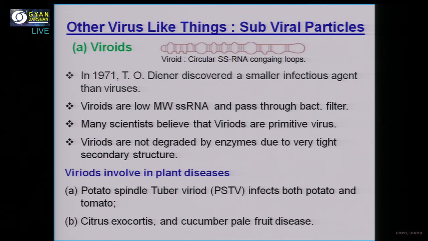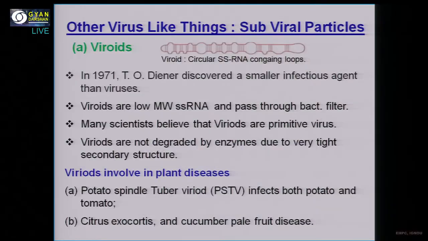Viroids are involved in plant disease. There are various plant diseases caused by viroids. The potato spindle tuber viroid, PSTV, infects both potato and tomato. Citrus exocortis and cucumber pale fruit disease are also caused by viroids.